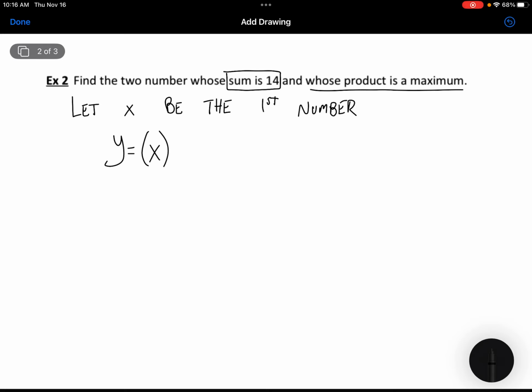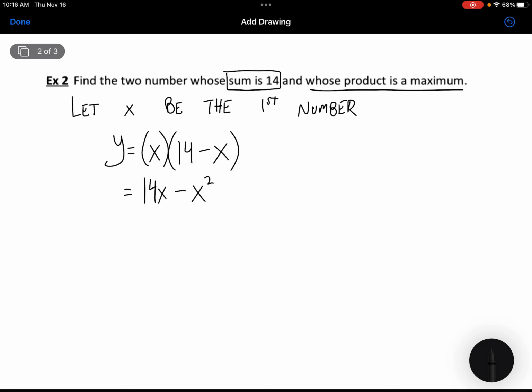And the way I'm going to find the other one is I know that the second number plus the first number have to be 14. So then that would mean 14 minus x would be my second number, because that's the only way we can get to 14. So now I have to put those terms together. So I get 14x minus x squared.